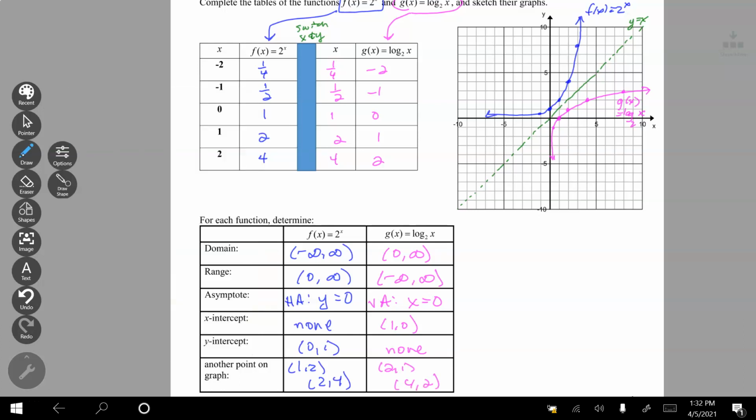And if you notice, I basically had x's and y's switched. y equals 0, now it's x equals 0. 0, 1, now it's 1, 0. 1, 2, 2, 4, now 2, 1, 4, 2. We are switching x's and y's, and that's how we do an inverse.